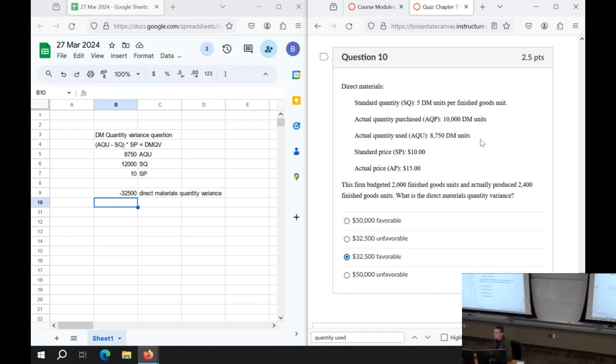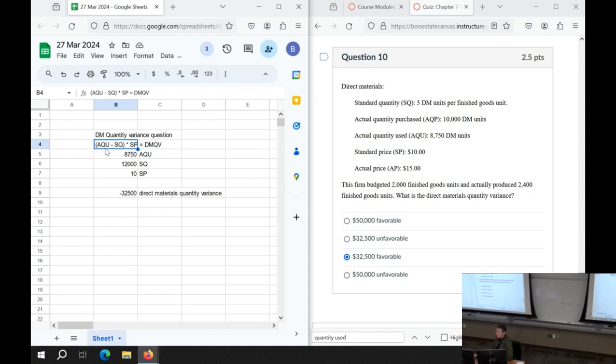Does the math change whether we're doing it for direct materials versus direct labor, or is it all kind of the same? The math doesn't change. Just with direct labor, AQU is always equal to AQP, so there's just one actual quantity. With direct labor, you can't purchase hours of people's time without using those hours of people's time. It's not how time works. So direct materials is the only way you can have a difference in AQP and AQU. But the equations themselves don't change. There's just only one AQ with direct labor.